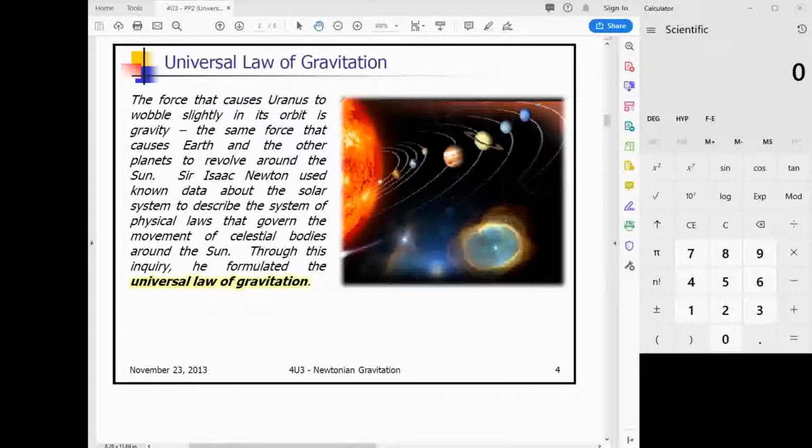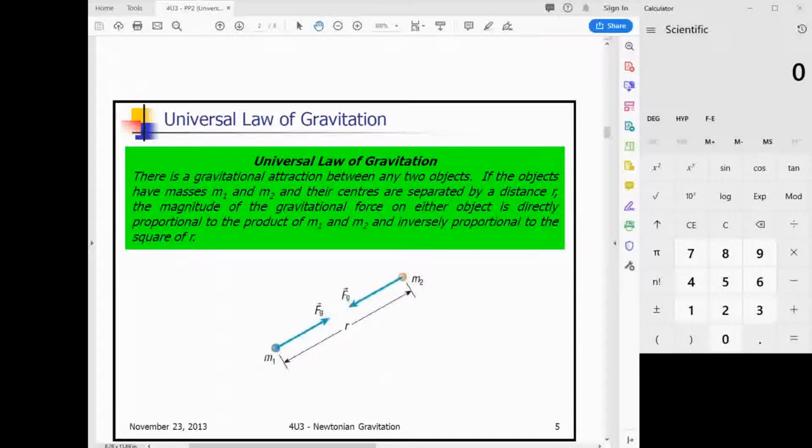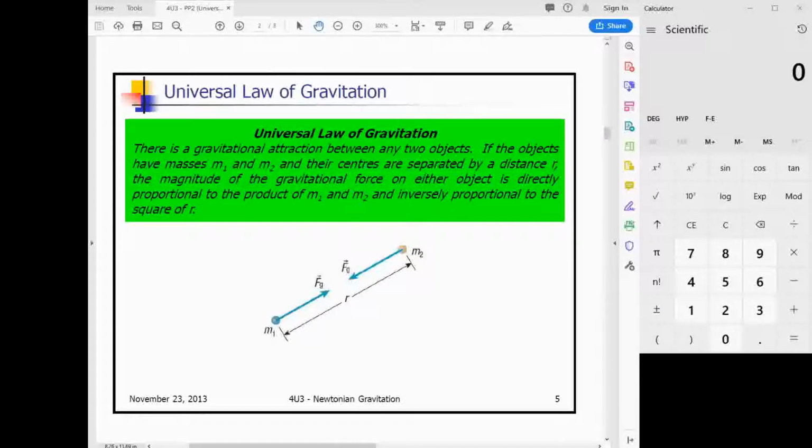Sir Isaac Newton used known data about the solar system to describe the system of physical laws that govern the movement of celestial bodies around the sun, and he formulated what we call the universal law of gravitation. So this is Newton's universal law of gravitation, which I'd like you to copy down. There's an attraction between any two bodies if the objects have masses m1 and m2 and their centers are separated by a distance r. The magnitude of the gravitational force on either object is directly proportional to the product of m1 and m2 and inversely proportional to the square of r. So that's the universal law of gravitation.